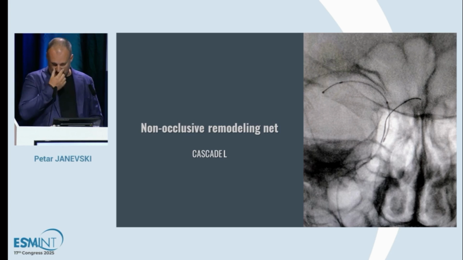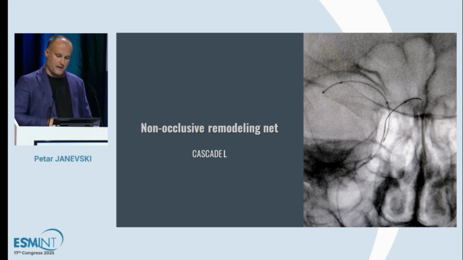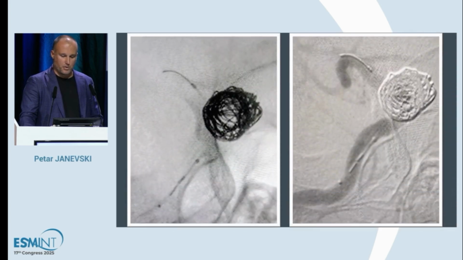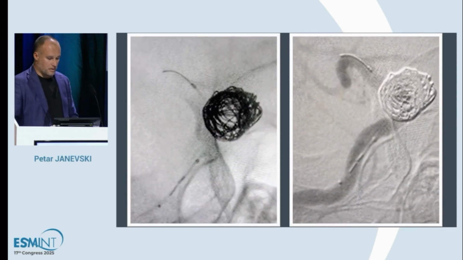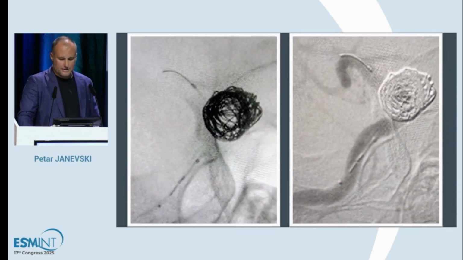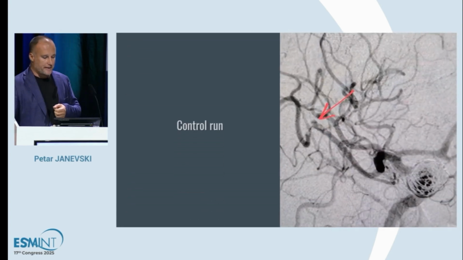Here you can see the positioning of the device, one microcatheter in the aneurysm, the other in the MCA. So we deployed our Cascade device and started our coiling procedure. After a while, because it took maybe 10 minutes, the Cascade was open for 10 minutes, so we were afraid that something might happen. And of course, we were right.